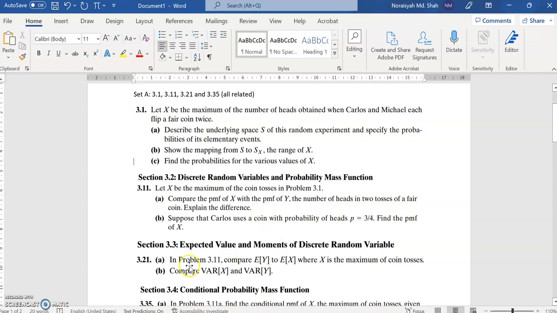Explain the difference. And B, suppose that Carlos uses a coin with a different probability of heads, so it's not a fair coin. Now heads has a higher probability of occurring when you flip it. So 3 out of 4 chance is going to be a head. You are asked to find the PMF of X. Carlos is the only one that has this special coin, but Michael has the same old coin. So let's look at how this X changes.